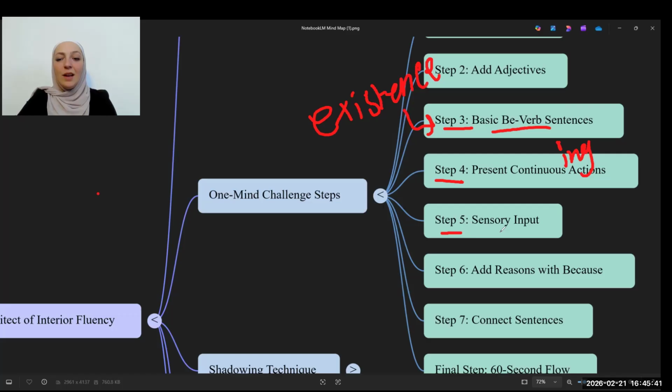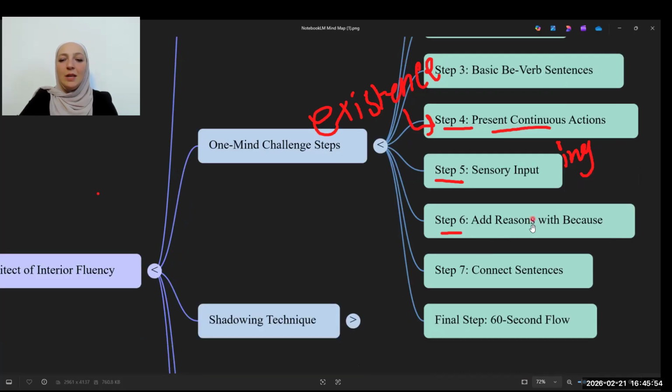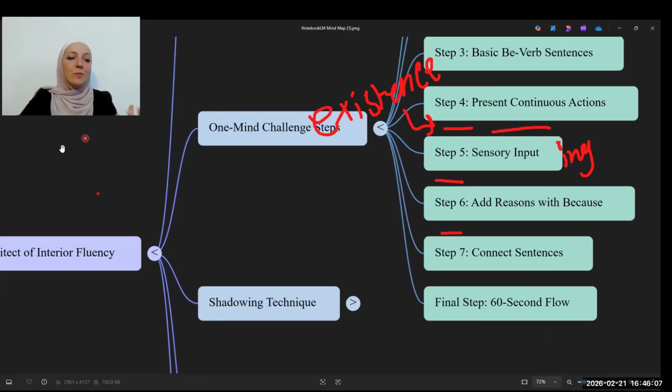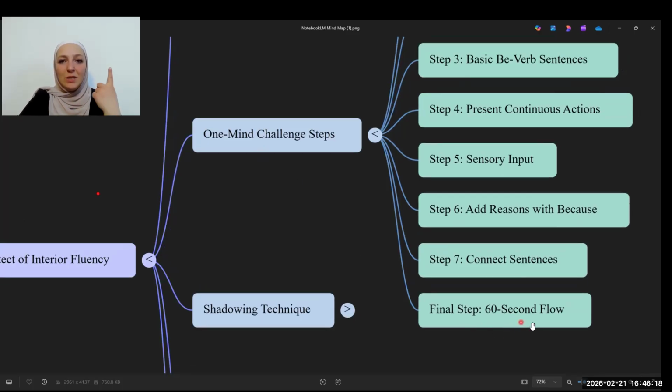Step 5 is sensory input: I see, I hear, I taste, I feel with my hands. And then add reasons with because. I want to add a reason, like this is happening because what? Because, and then the reason. Connect sentences with and, but, and we also have a lot of connectors. The final step, the 60-second flow: now I will use the 60 seconds just to talk and try to gather all those 7 steps into 1 minute, 60 seconds.